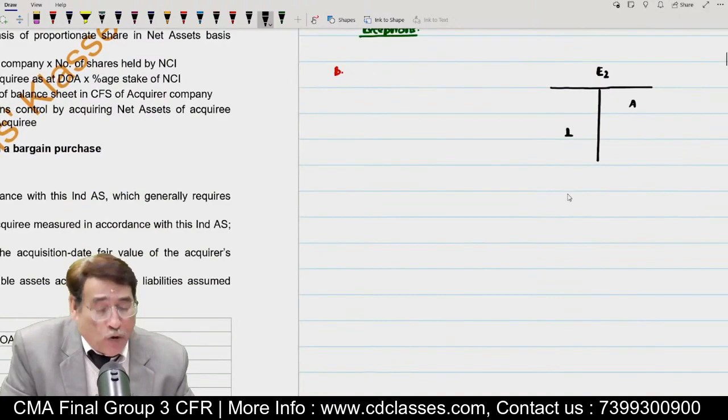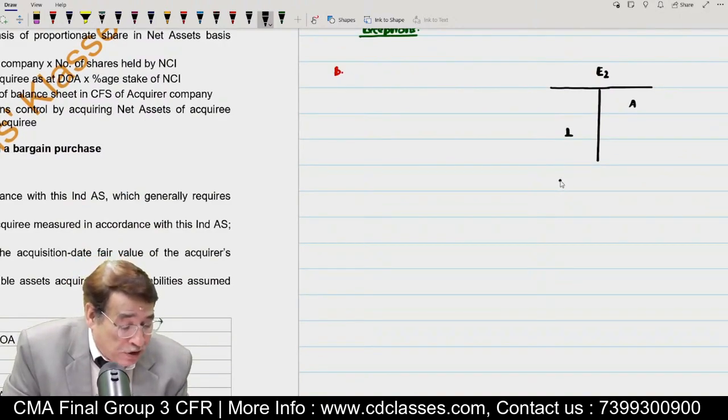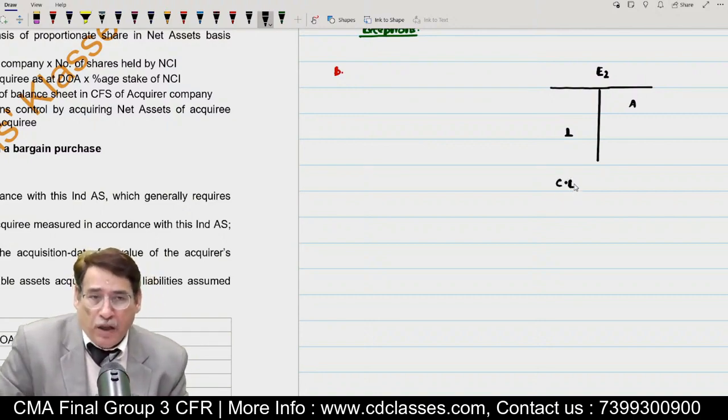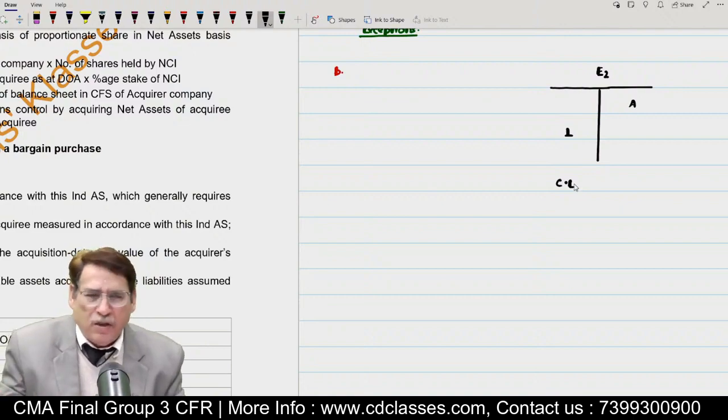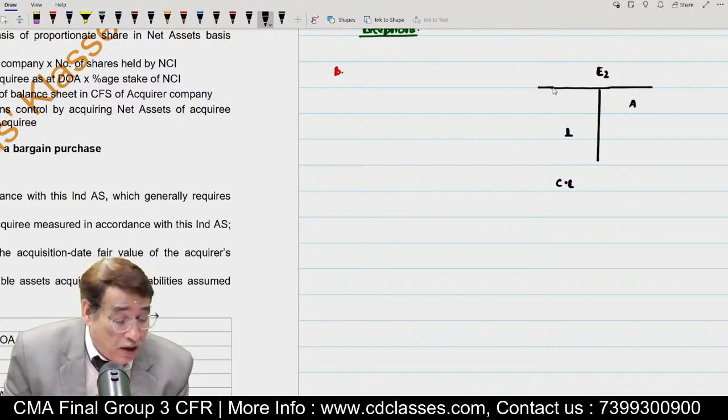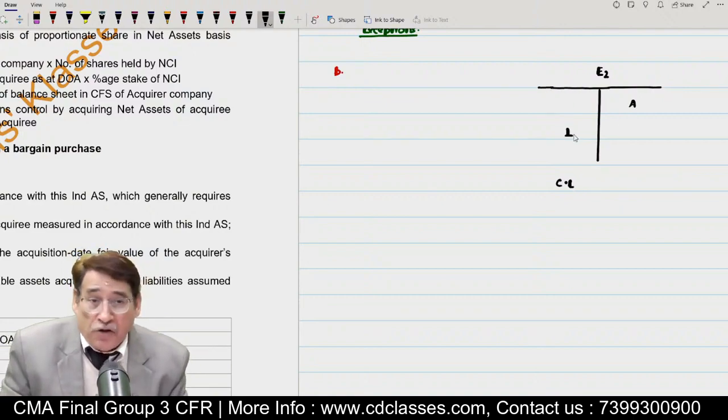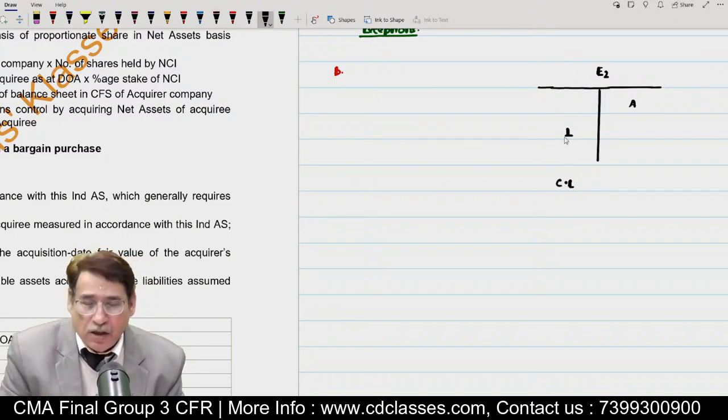Let us say this acquiring entity has a contingent liability, CL. Please pay attention and write it in full form. It is not current liability, it is contingent liability. As you know, contingent liabilities are not recorded in the balance sheet, because if a contingent liability were recorded in the balance sheet, it would become a liability. Is it clear to you?